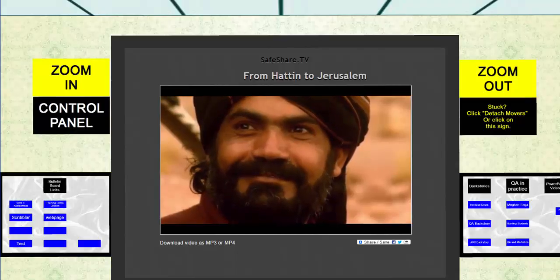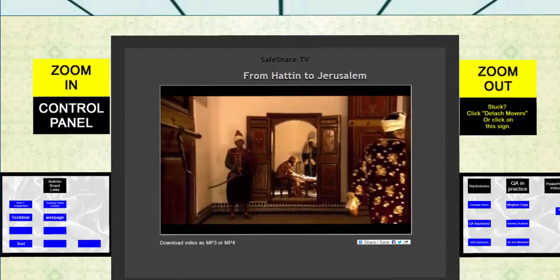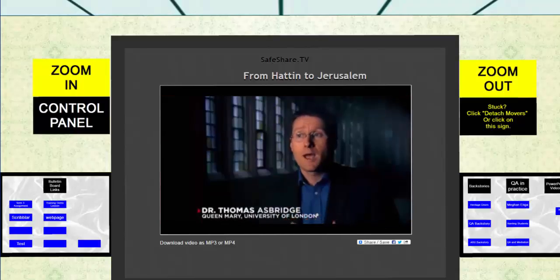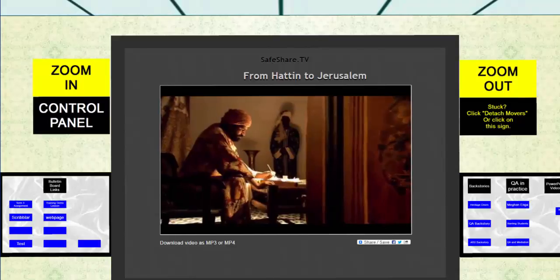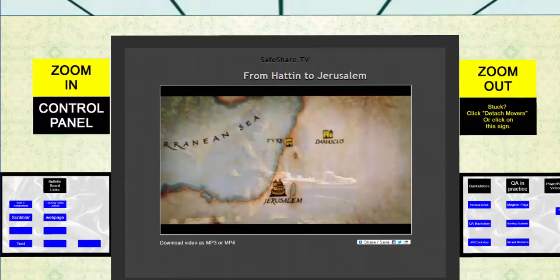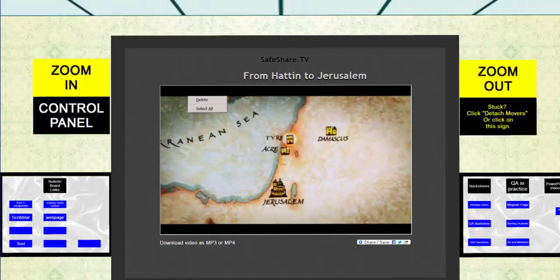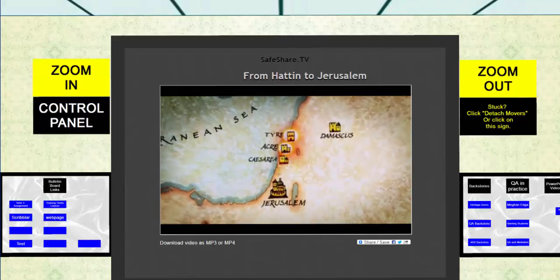I think it's true to say that Hattin is a key victory for Saladin, and that he's aware that this is a moment in history in which he's going to be able to make his mark in Islam. Saladin swept through the Christian kingdom of Jerusalem. Acre, Caesarea, and Jaffa all quickly fell.